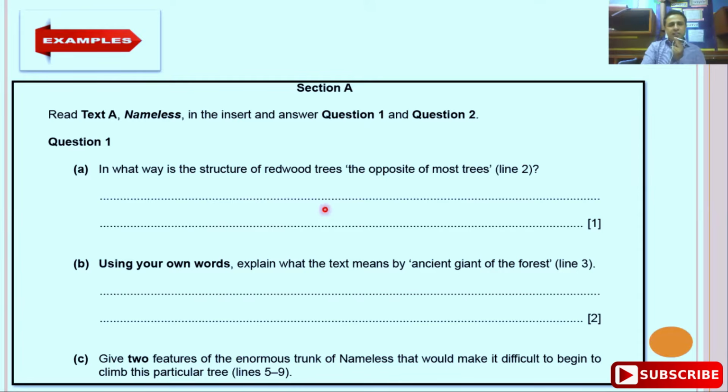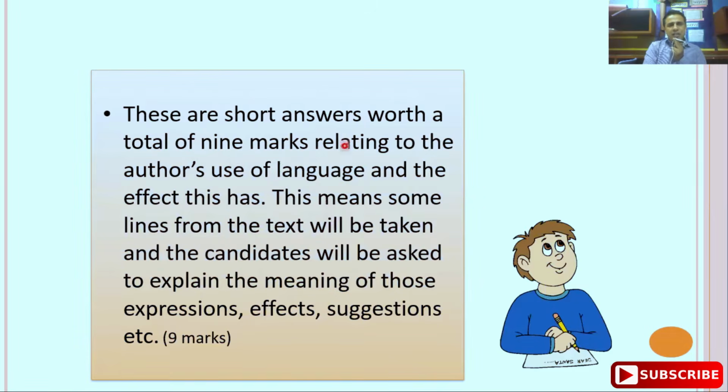These types of questions will be 16 marks. And then there are short answers worth a total of 9 marks. After these 16 marks questions, there will be a 9 marks question. What type of question is it?